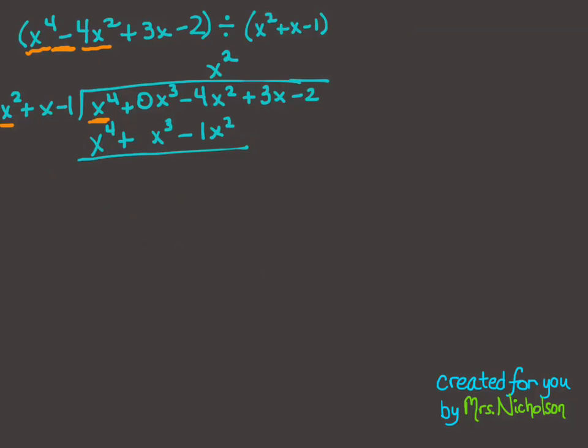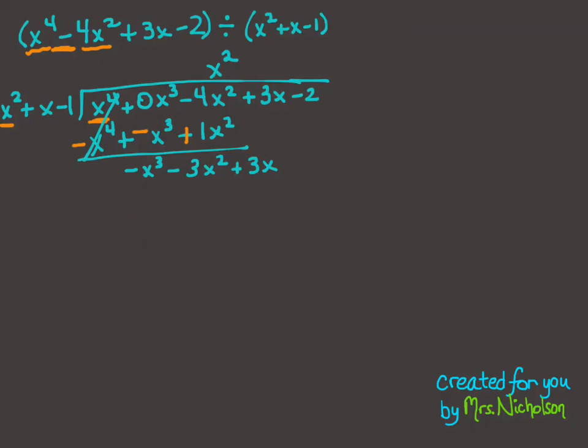I'm ready to subtract. And when I subtract, I need to change all the signs. X to the fourth becomes negative, x cubed becomes negative, negative 1x squared becomes positive. X to the fourth minus x to the fourth, those cancel out, which should happen every time. That first term should cancel out. 0x cubed and negative x cubed gives me negative x cubed. Negative 4x squared plus 1x squared gives me negative 3x squared. And then I'm going to bring down another term.